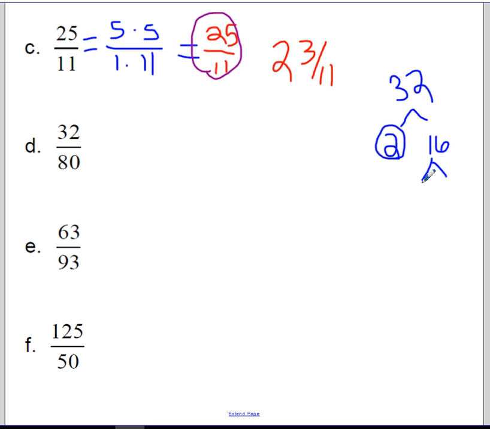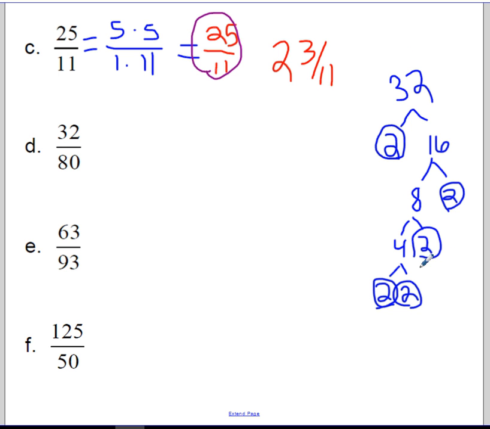16 is also even, and I'm going to put the 2 this side because I'm running out of room on my right. So 16 is 2 times 8. 8 is even again, so 8 is 2 times 4. So that 2 is prime, and then 4 breaks down to 2 times 2. So 32 is a product of all these 2's together.